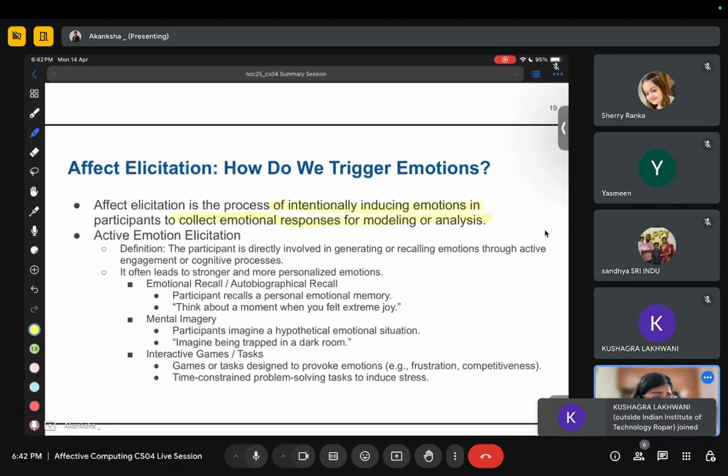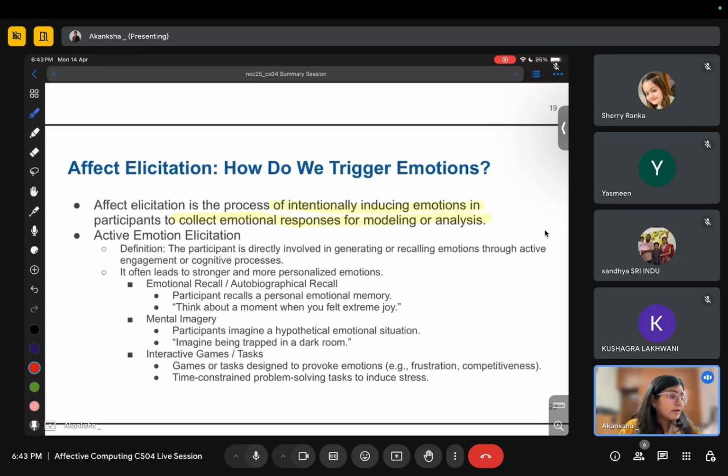So how to collect that data? To train a model you obviously need labels. So how are you going to generate those labels? How are you going to collect happy data or sad data? There are a few methods. First is active emotion elicitation.